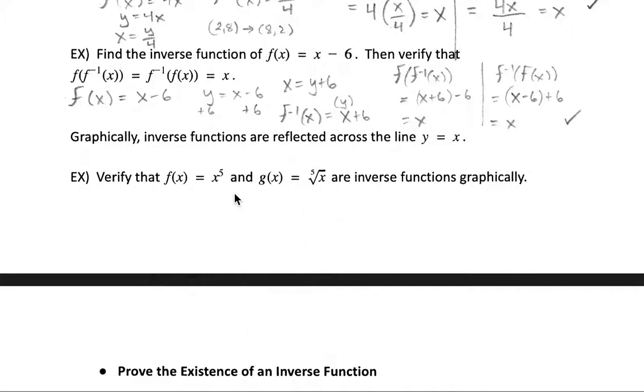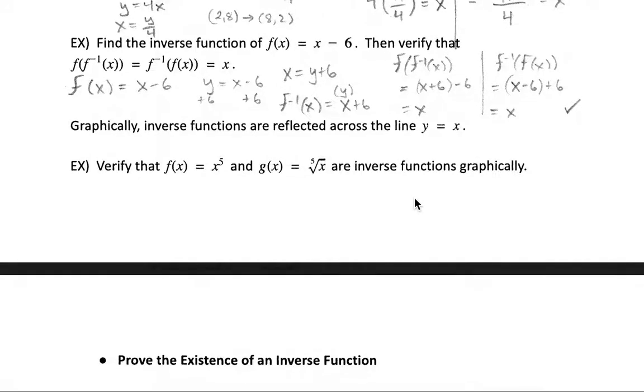What you should recognize is that x to the 5th and the 5th root of x are symmetrical across this diagonal line. And that diagonal line is represented by y equals x. And that's true of all inverse functions. No matter what they are, if they're inverses, their graphs will always reflect across that diagonal line. So if you see a question with just graphs on it, and you're asked whether or not they are inverse functions, you're looking for that symmetry across that diagonal y equals x line.